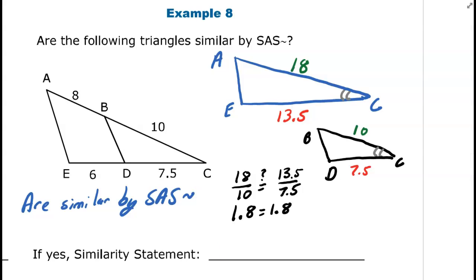And now I'm going to write my triangle sentence. If I said triangle AEC, and it's helpful if you draw the two triangles, because now you can see that A goes with B, the E goes with D, and the C goes with C.